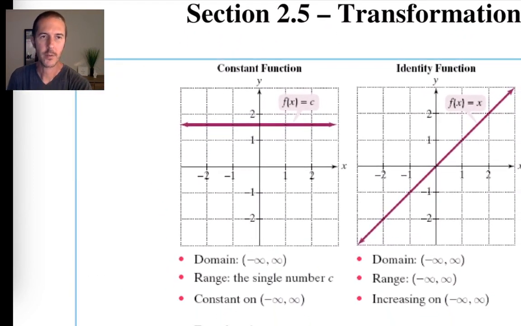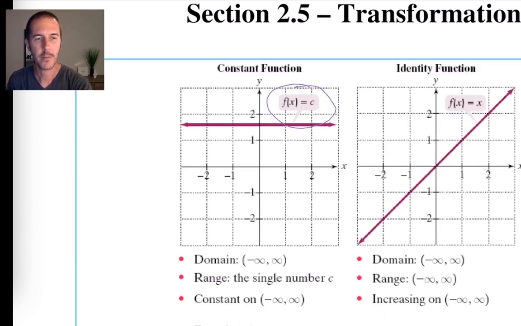This is a constant function on the left here, and it graphs as a horizontal line, and you're seeing this notation f of x equals c. In other words, y equals c, and this might be the graph of the line y equals 1.5 or 1.6, where all of the points on the graph have the same y coordinate.